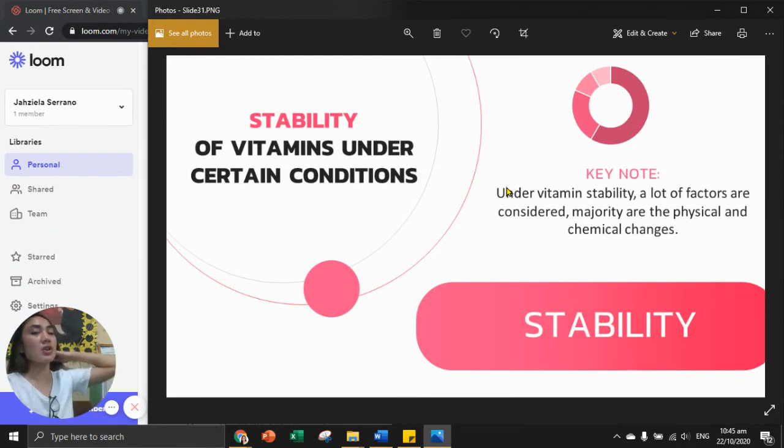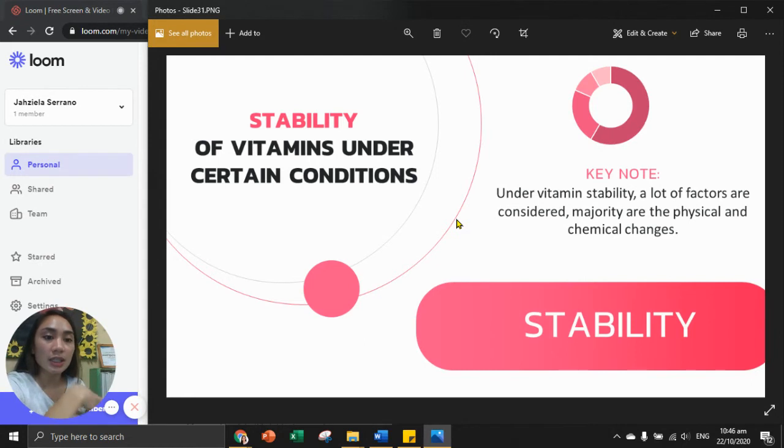Okay, now let's talk about stability. So, dito naman, ang keynote, sabi dito, under vitamin stability, a lot of factors are considered. Majority are the physical and chemical changes. So, vitamins stability are under certain conditions. So, depende sa condition where you expose it.